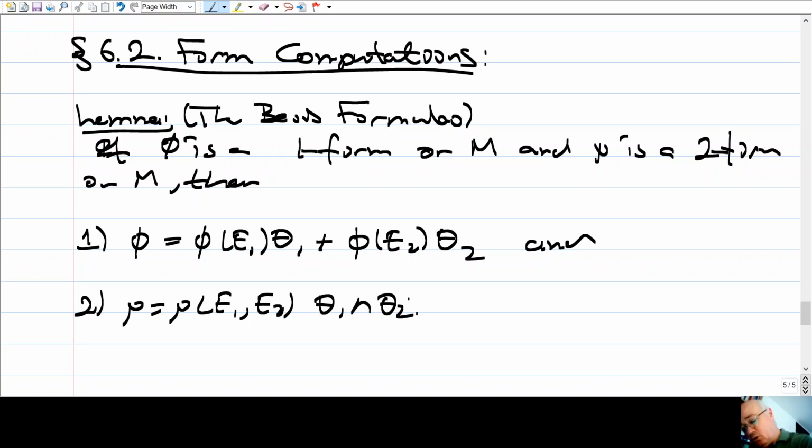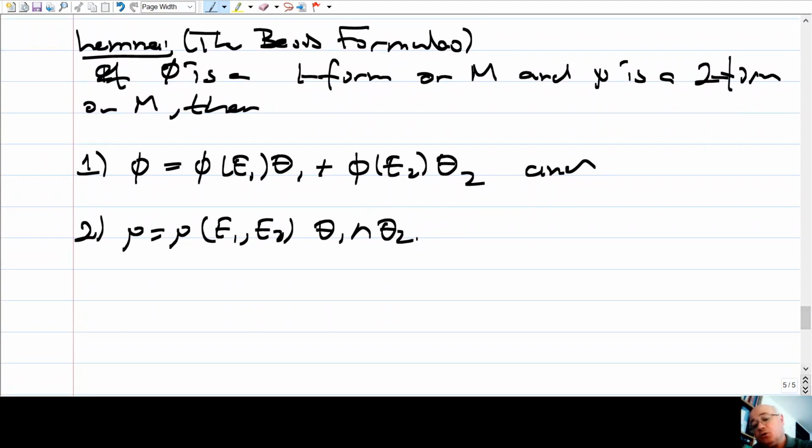Why is that? Because theta 1 and theta 2 form a basis for the dual of the tangent space, right? E3 is the normal vector, therefore the dual vector theta 3 is 0 on the tangent space of the surface. Therefore, every form is written in terms of theta 1 and theta 2. But for a proof, we can write down the following.